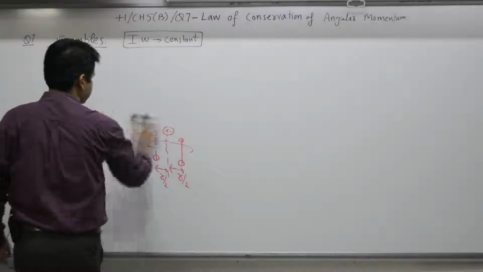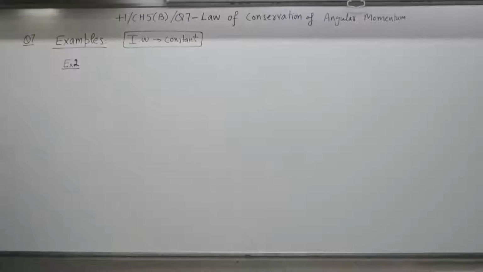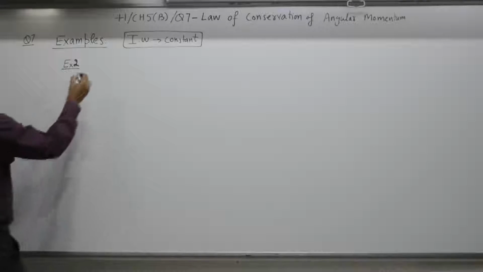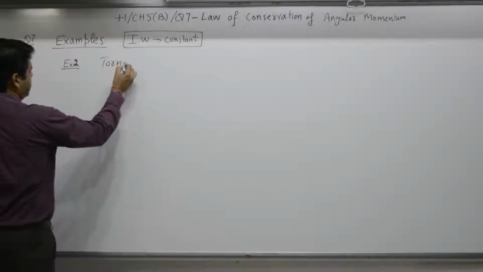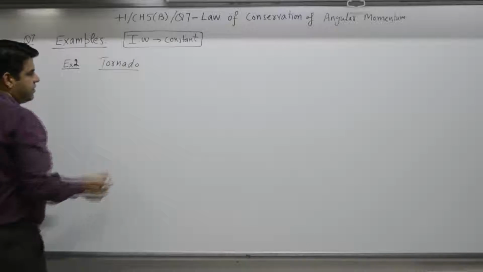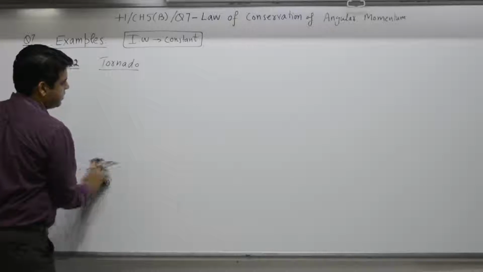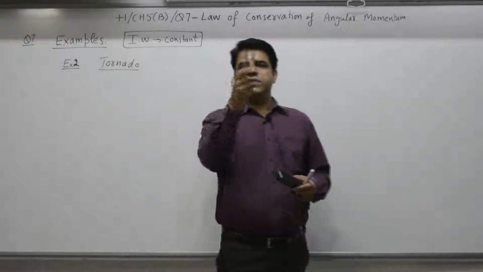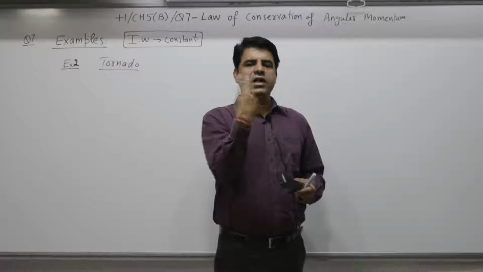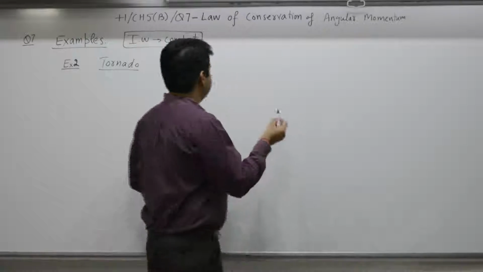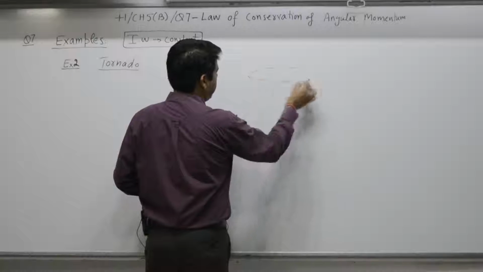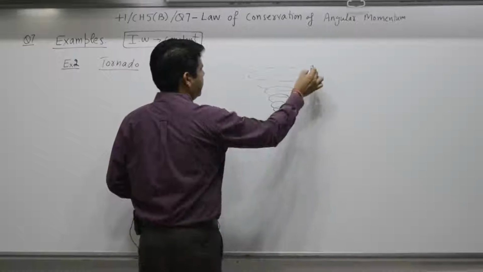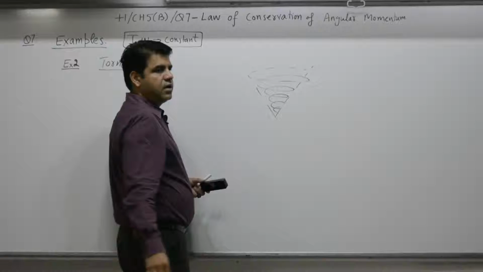Example number 2. In the notes, this is example number 2, yes, same. Tornado. You might have seen Discovery or the movie. Anyone who can explain the phenomena? In a tornado, the wind starts moving in a circle and it is like this. It is in the form of a cone.